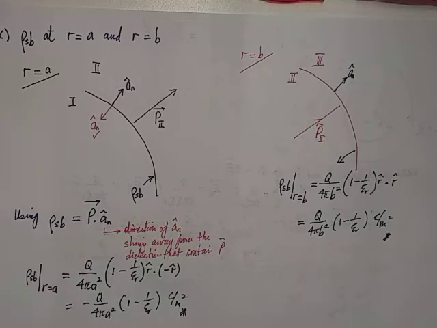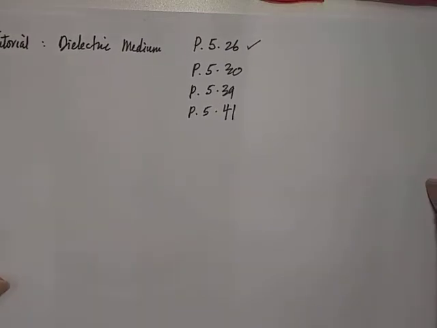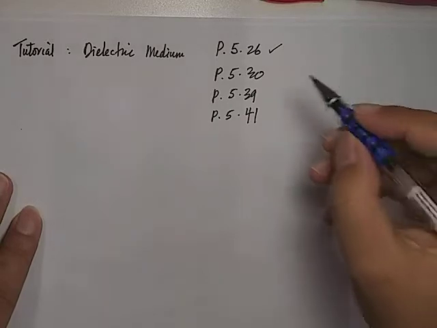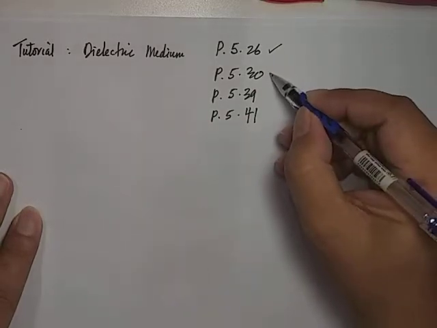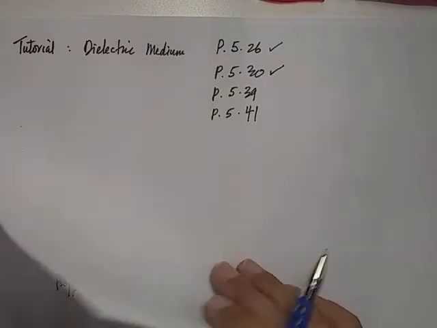What should be the bounded surface charge density at that particular surface? Alhamdulillah, we have solved problem 5.26, taken from our Sadiku textbook. Now let's proceed to problem 5.30. So 5.30 is our concern now.